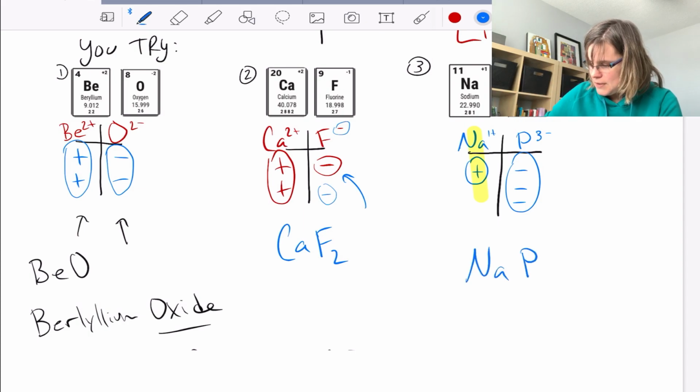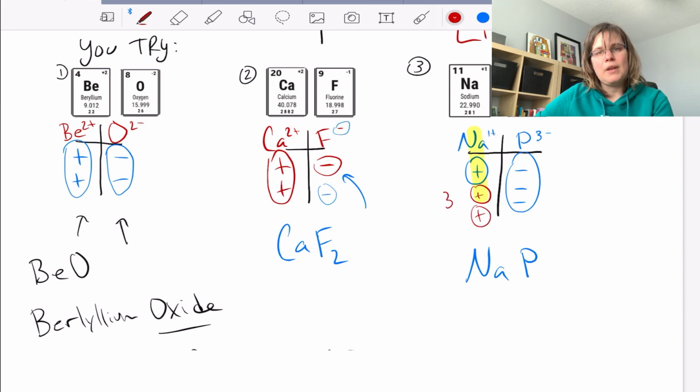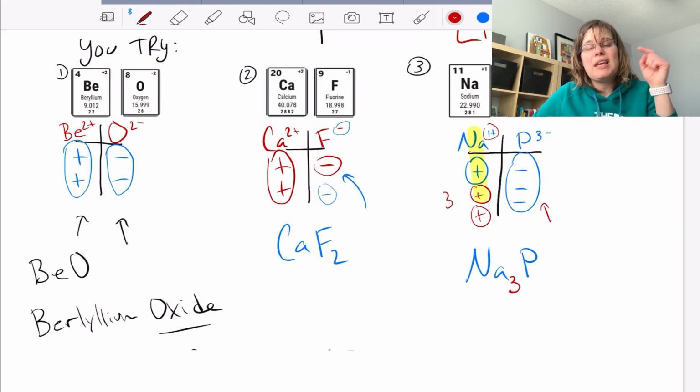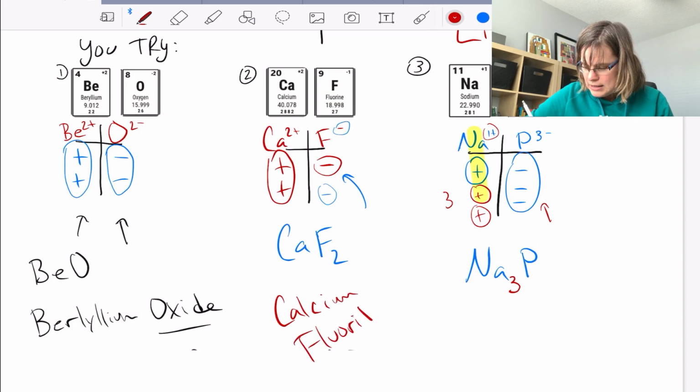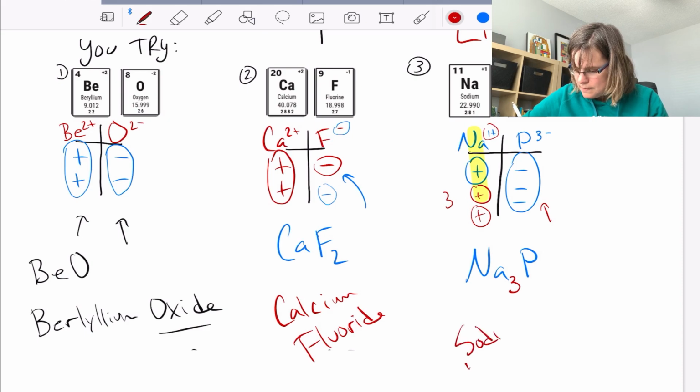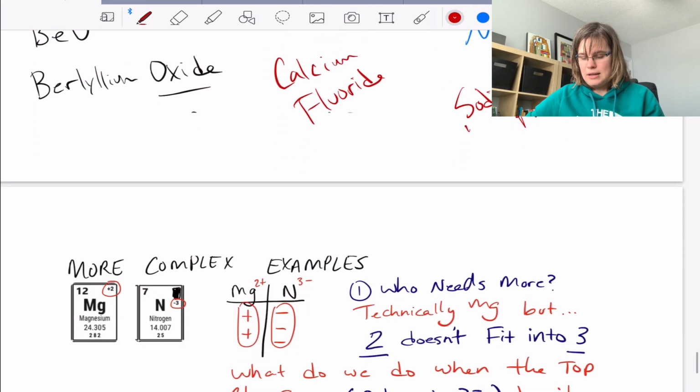So, okay, now let's see here. How many sodium packages do I need to buy to balance off that phosphorus? Well, altogether, I need 3, okay? 3 times +1 is 3, and there's 3 on this side. So I need to give sodium 3 because he's the one that needs more, not phosphorus. So this is your answer right here. And I'll just name these for you in case you want to know. This is calcium fluoride, and this is sodium phosphide. Just notice that I'm putting the "ide" at the end.